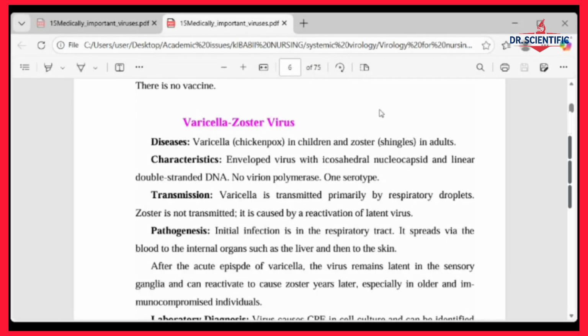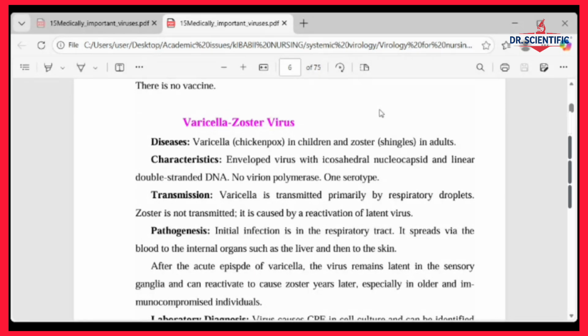But what we know, just like the first two, it is also enveloped with a cuboid shape, also double-stranded DNA. This varicella is transmitted primarily by respiratory droplets. Despite the fact that it manifests through what we call zoster, wounds or lesions spread all over the body, it is mostly because of cough or sneezing, or the stuffiness of the nose that develops during sneezing, that those droplets easily carry the virus and therefore it can easily be transmitted.